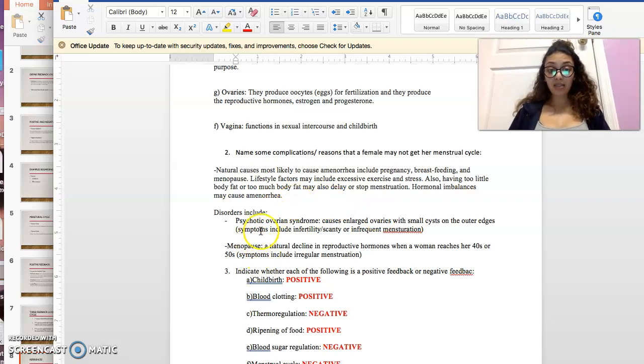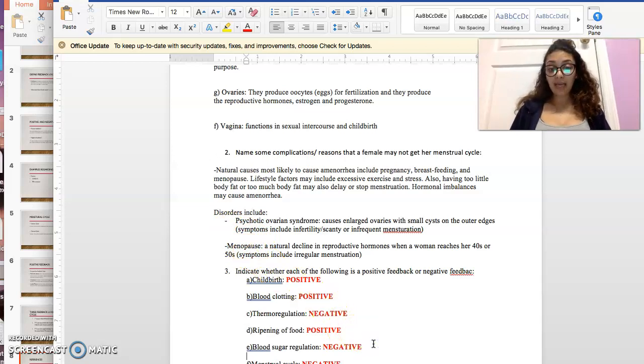So I put 2 disorders. Menopause is not really a disorder, but I added it there too. Polycystic ovary syndrome, which I found interesting, causes enlarged ovaries with small cysts on the outer edges, and the symptoms include infertility and scanty or infrequent menstruation. Menopause is a natural cause. It's a natural decline in reproductive hormones when a woman reaches her 40s or 50s, and symptoms may include irregular menstruation, and eventually she won't have her menstruation anymore.